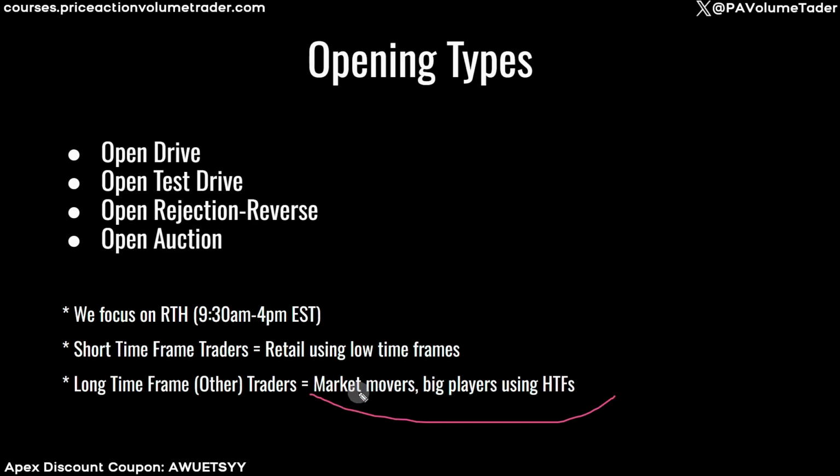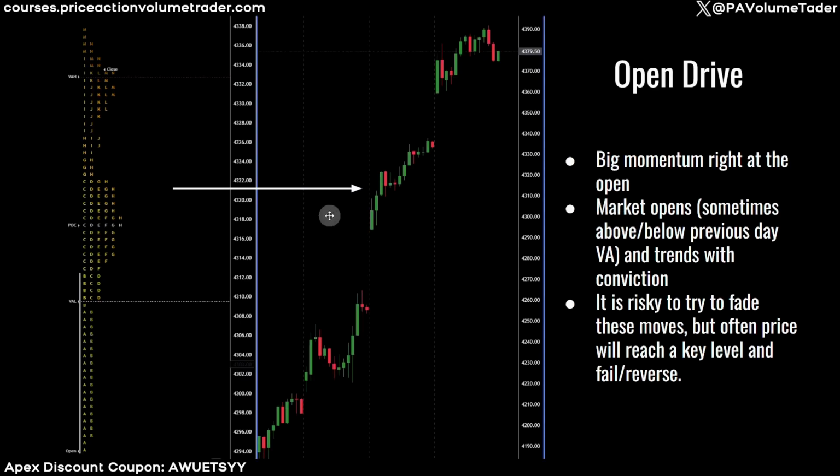So once we spot where these market mover traders are going to be trying to get in and push the market to, that's where us short time frame traders are going to be looking to get in on those moves. And that's why tracking the opening types is going to help us get in with the right momentum or the right conditions to look for higher probability trades.